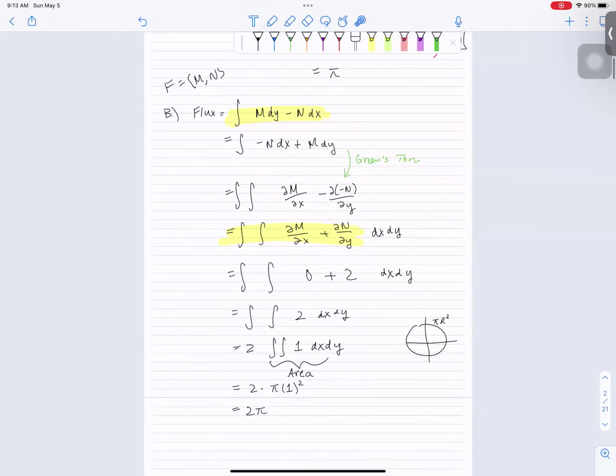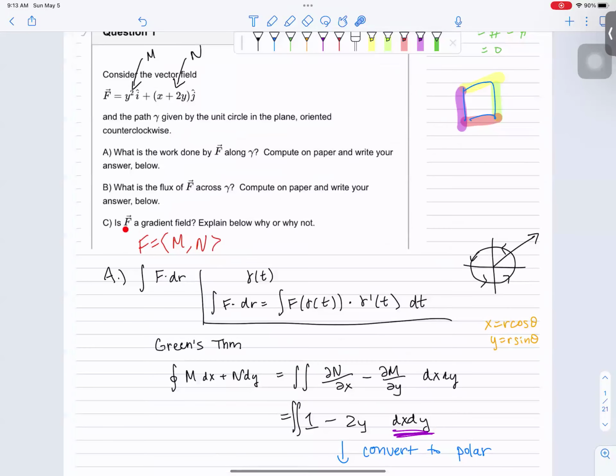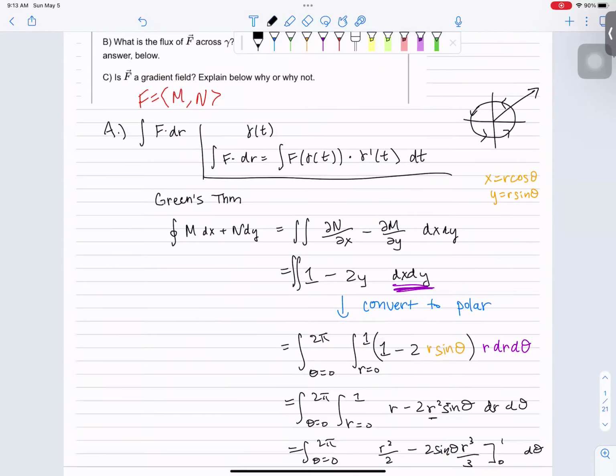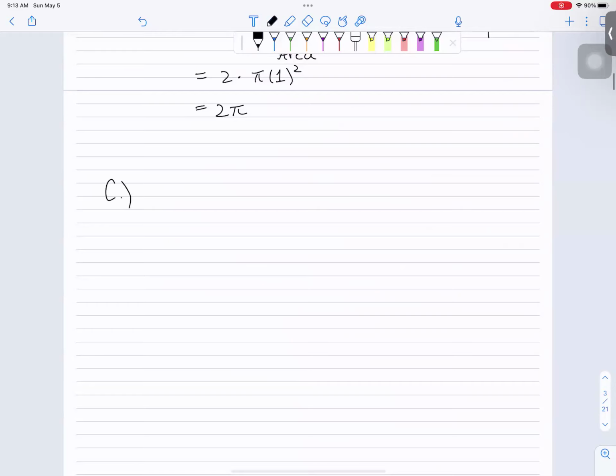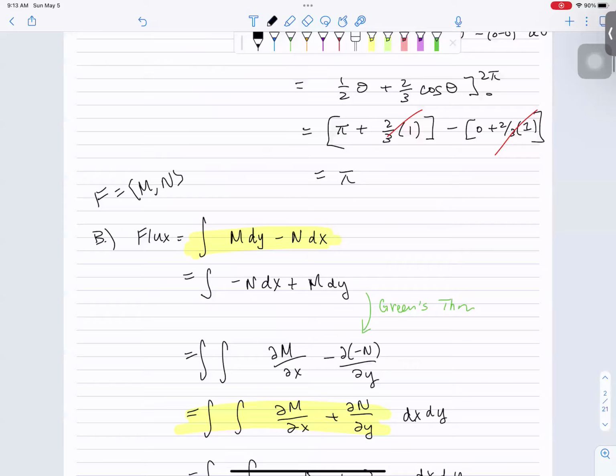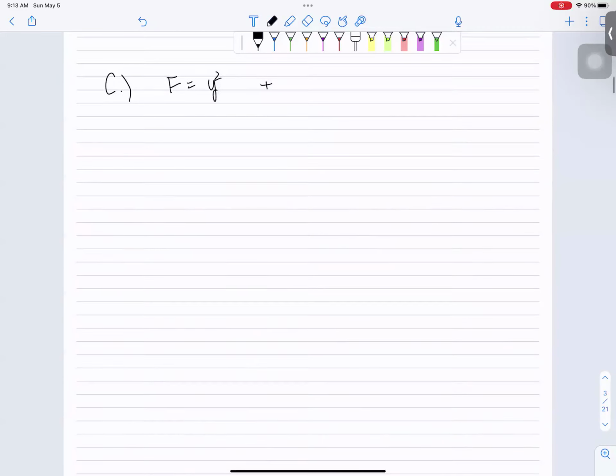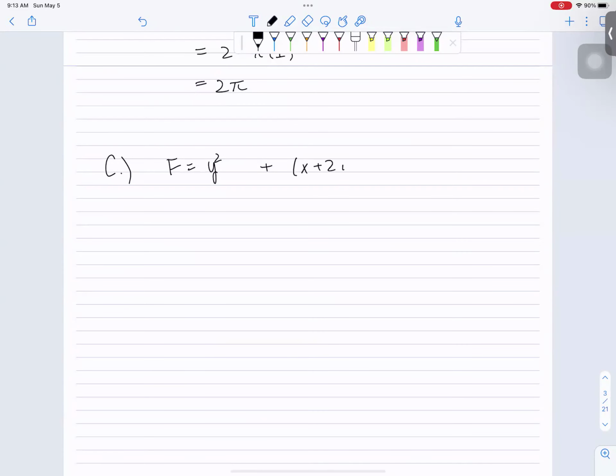Okay. And part C: is F a gradient field? Explain why or why not. In order to see if something is a gradient field, right now we're given this function in the problem. What does it say? x plus 2y j. Okay, this is our field.